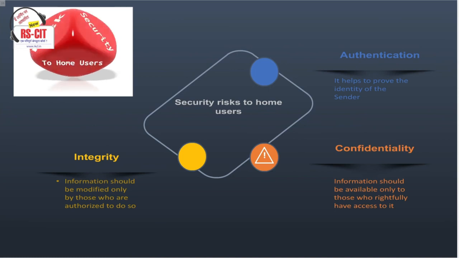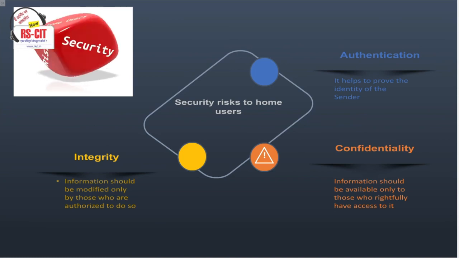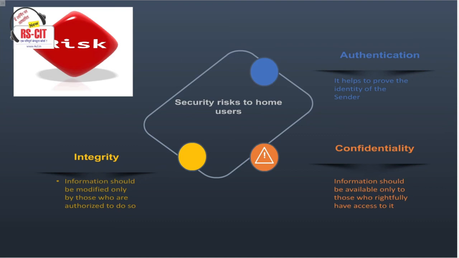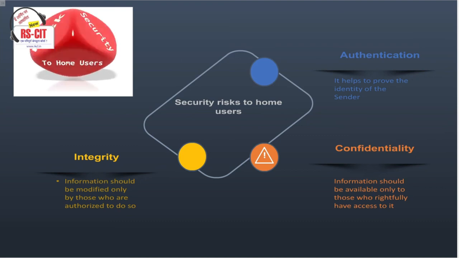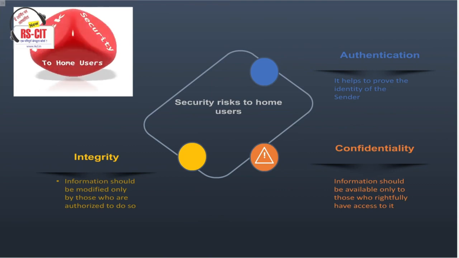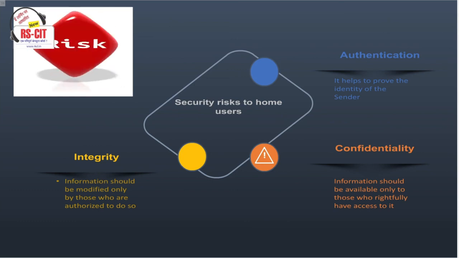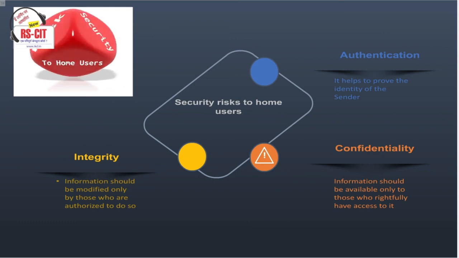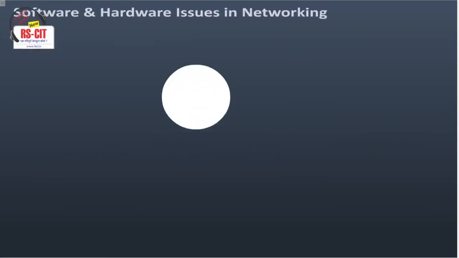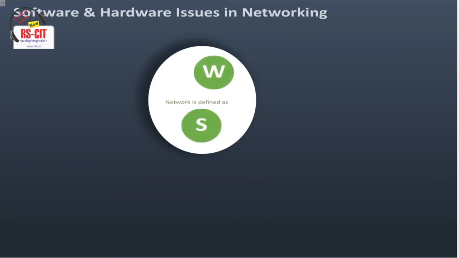The most common methods used by hackers to gain control of home computers are Trojan horse programs, backdoor and remote administration programs, denial of service, unprotected Windows shares, mobile code, cross-site scripting, email spoofing, email-borne viruses, chat clients, packet sniffing, etc. Software and hardware issues in networking.